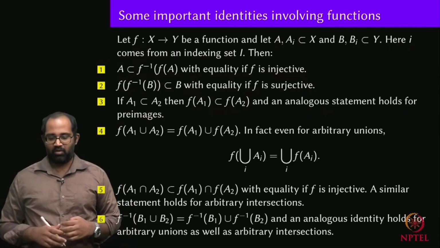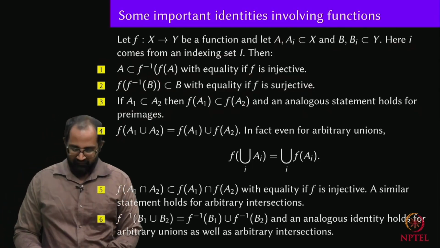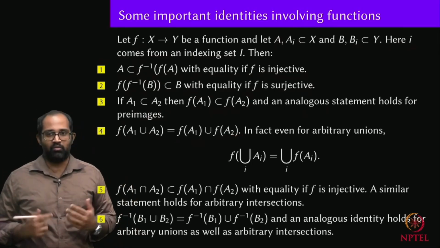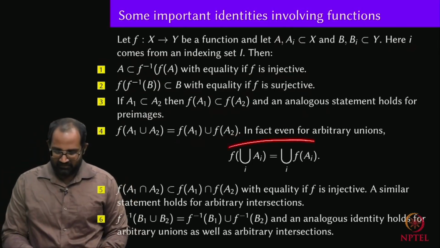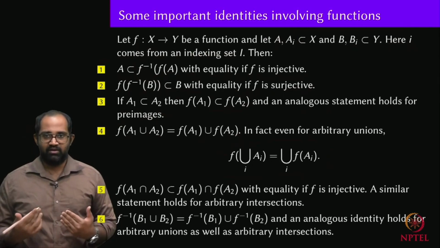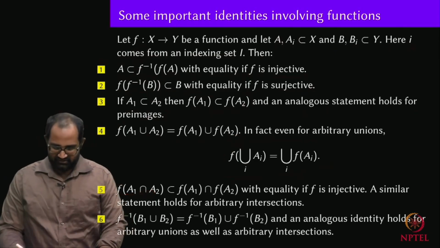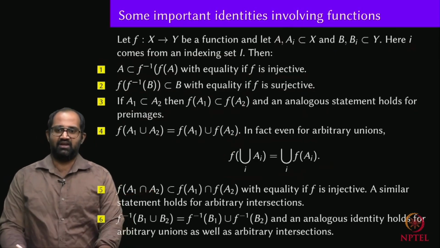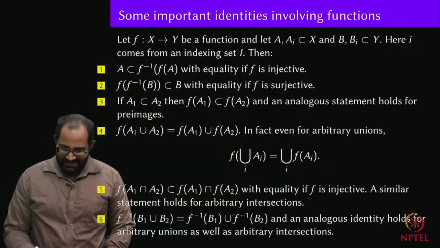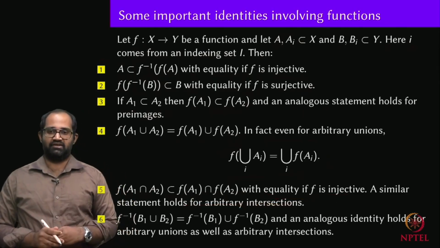This one is the most straightforward one, so I will not prove that at all. And you have another straightforward identity, f of A1 union A2 is just f of A1 union f of A2. This is almost obvious. In fact, the same thing is equally obvious for arbitrary unions. f of the union of the sets A_i equals the union of the sets f of A_i. Then you have this property of intersections. f of A1 intersection A2 is a subset of f of A1 intersection f of A2, with equality if f is injective, and a similar statement holds for arbitrary intersection.